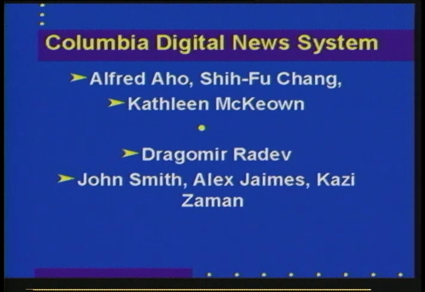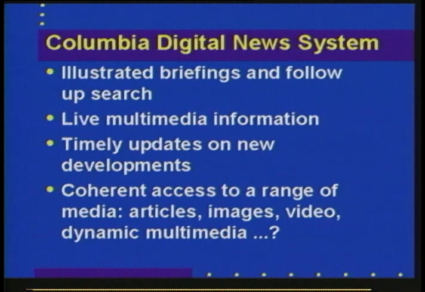People who are involved are listed here. The Columbia Digital News System is quite different. That system gives illustrated briefings and follow-up search with live multimedia information. Now, obviously, we're using some of the same technologies, but this has a different focus, to give timely updates on new developments. Our goal here is the last bullet on this slide: coherent access to a range of media, not only text, images, video, dynamic multimedia, whatever else. How do we get coherent access to that information?